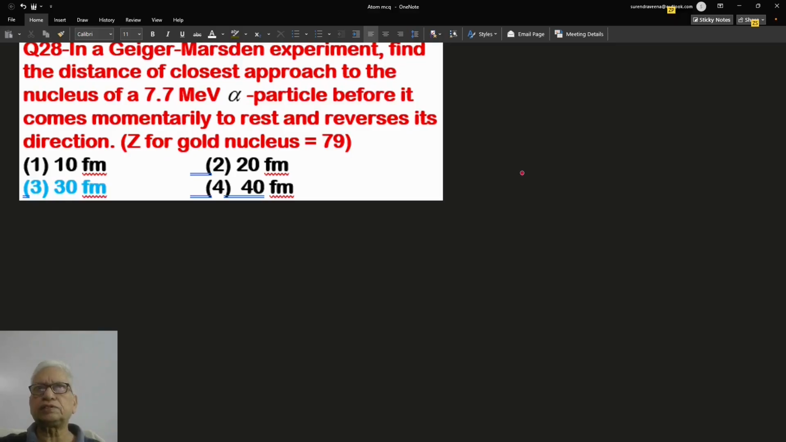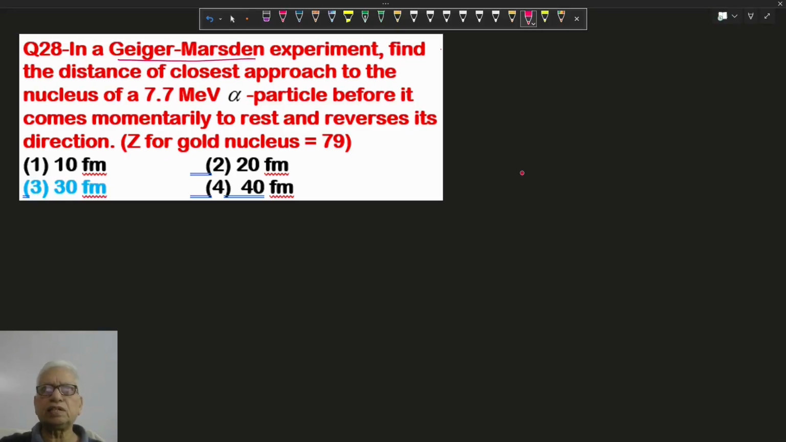Hello, in this question, in the Geiger-Marsden or Rutherford experiment, find the distance of closest approach for the given energy of the alpha particle. At this distance of closest approach, it comes momentarily to rest and then bounces back, reversing its direction, for the gold nucleus.